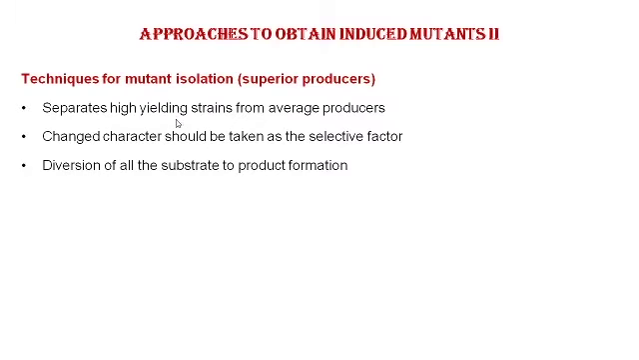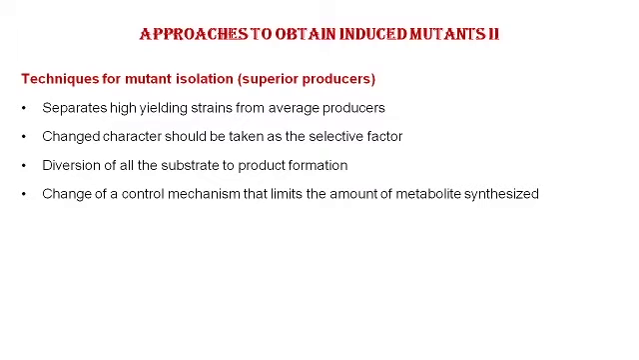The improvement in the yields, or the increased yields by the superior producers, is due to all the substrate now being diverted to product formation. That is, our mutation program has brought about such a change in the microorganism that the substrate is now not shared for the production of two or maybe more different products. And so all the substrate is now being diverted to the product of our interest. This increases the amount of the product that is formed.